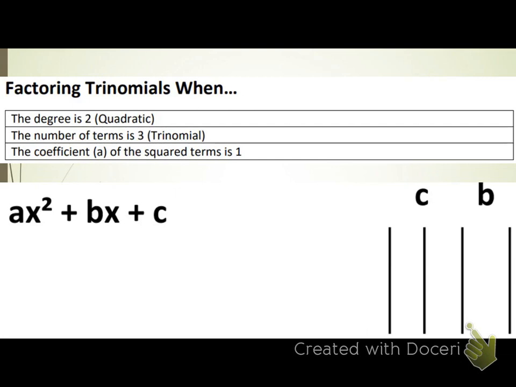They'll have a degree of 2. We call those quadratics. The number of terms is 3, so they're trinomials, except for the difference of squares. That's a different section. And the coefficient A of the squared term is 1. So our leading coefficient is 1 today. So all our polynomials today will follow these conditions.